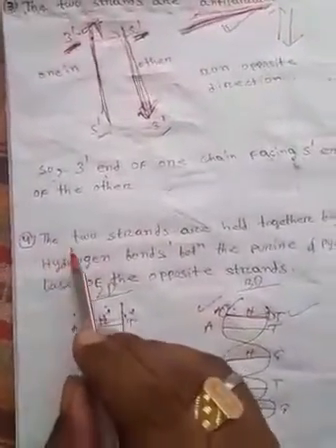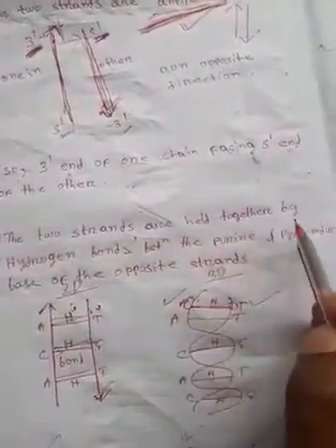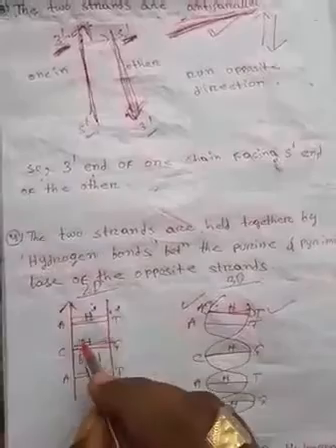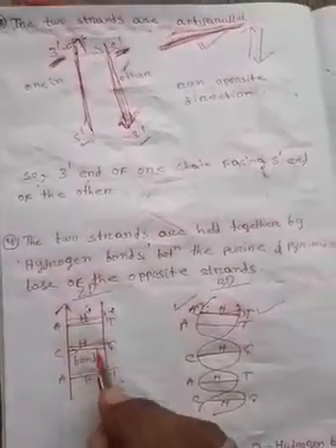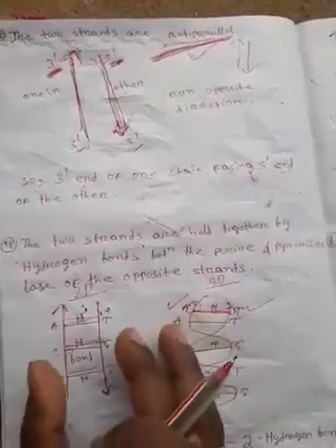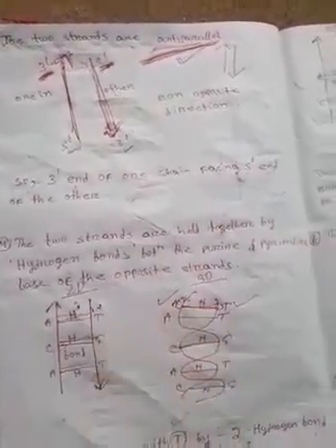Number 4 tells that the two strands are held together by hydrogen bonds. This means these two strands are held together by hydrogen bonds, and due to hydrogen bonds, they are bonded with each other.